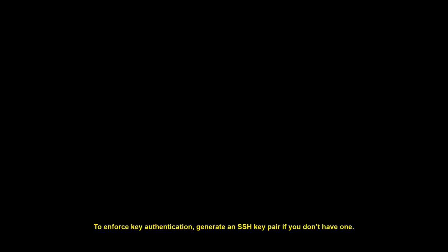To enforce key authentication, generate an SSH key pair if you don't have one. Use the command ssh-keygen -t rsa -b 4096. Follow the prompts to save the key in the default location. Then, copy your public key to the VPS.